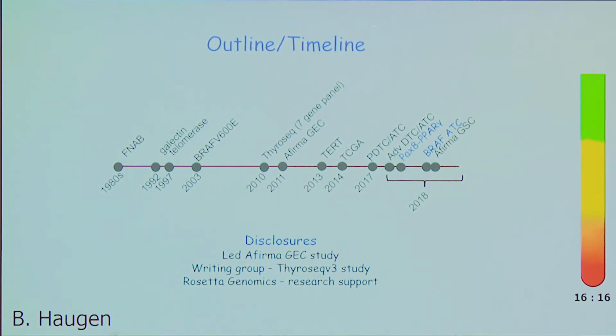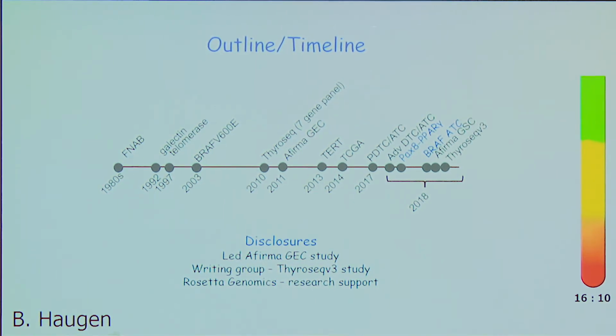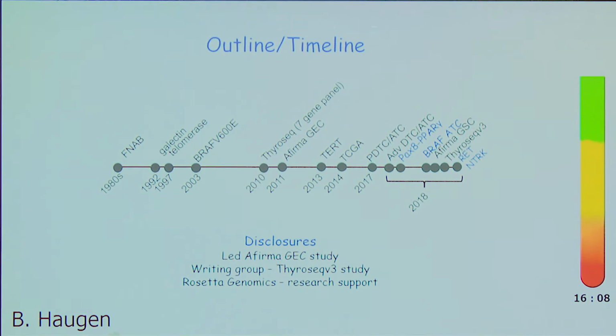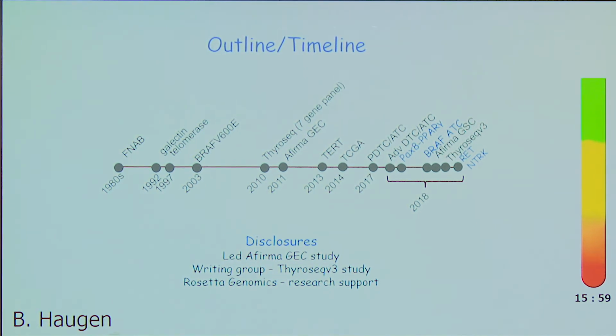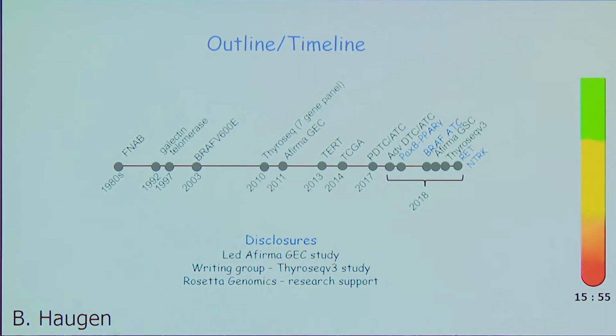And then the Afirma gene sequencing classifier, which I'll talk a bit more about. ThyroSeek version 3, which I will talk a little bit more about. And then the last thing, which I won't, is the really big explosion with looking at RET rearrangements and point mutations, and NTRK fusions as therapeutic targets. So we've really had a molecular explosion, especially since 2010.